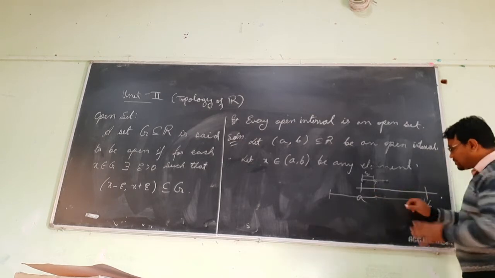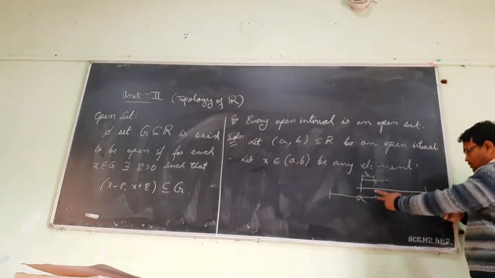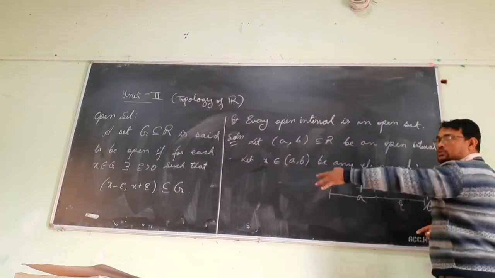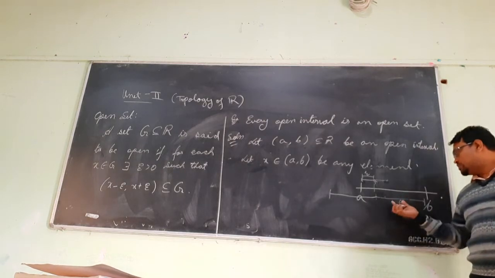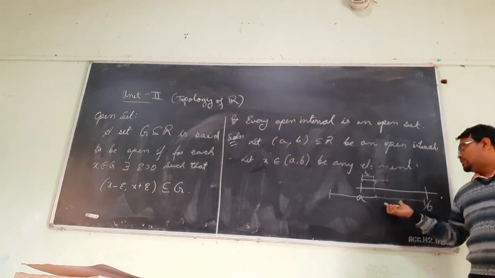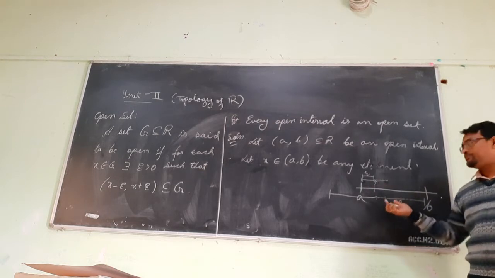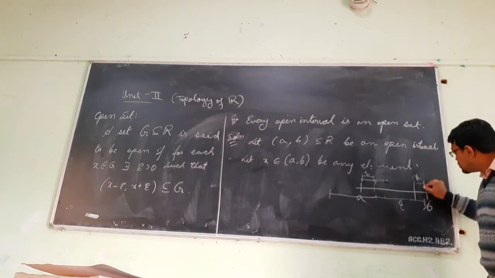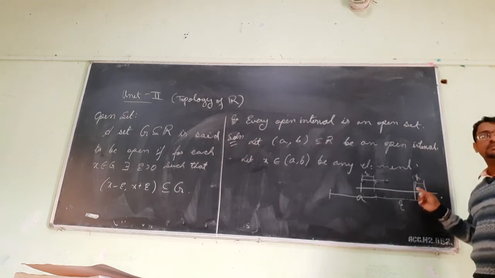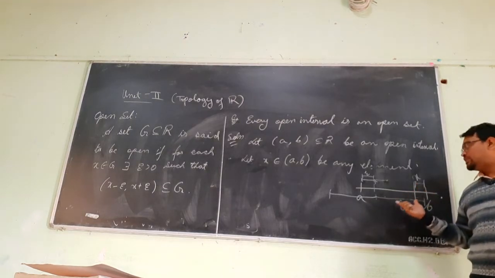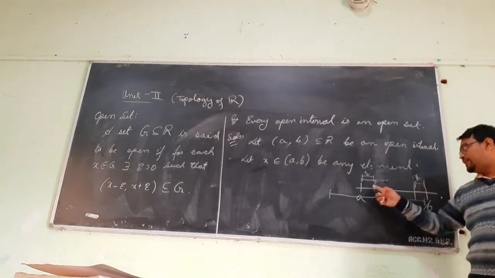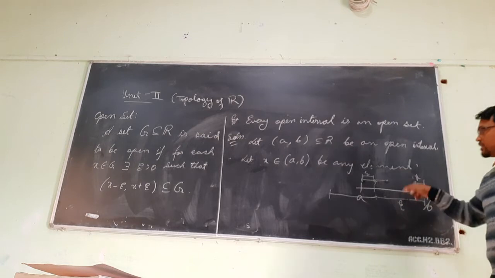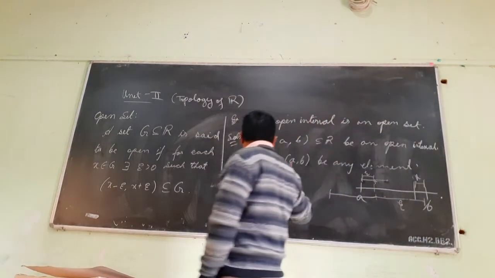But if I take epsilon as this distance, then what happens? x plus epsilon will be somewhere here, and x minus epsilon will go outside the set. So that means we have to choose epsilon as the minimum of these two distances, x minus a and b minus x. If x is somewhere here, then we should take this b minus x. Whichever is smaller, we will take that distance as epsilon. So we can take epsilon as the minimum of x minus a and b minus x. That way we will construct one open interval which will lie inside this (a, b).